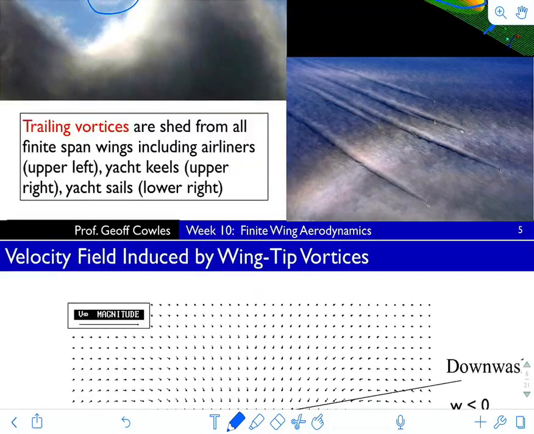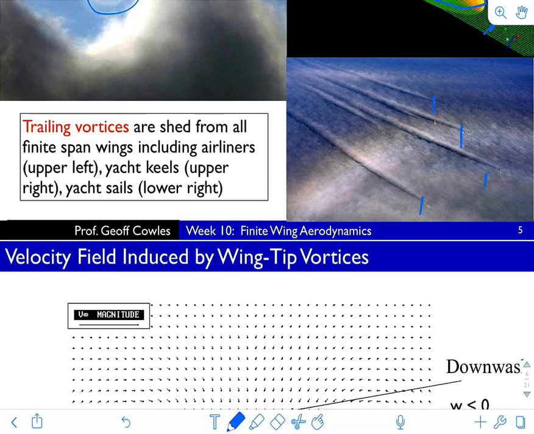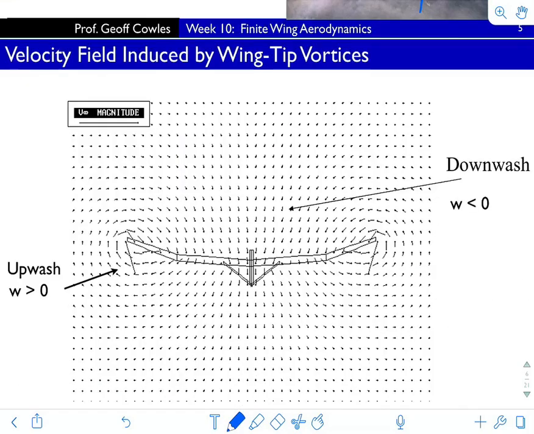And here, actually, this is another sailboat shot, but in here it's very hard to see. This is a very low level fog, essentially fog or ground clouds. There are sailboats sailing through them, and you can actually see these streaks, a very beautiful picture, streaks in the fog generated by the wingtip vortices. What does the velocity field look like?